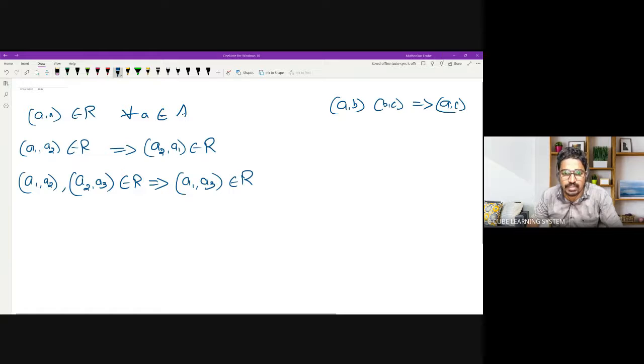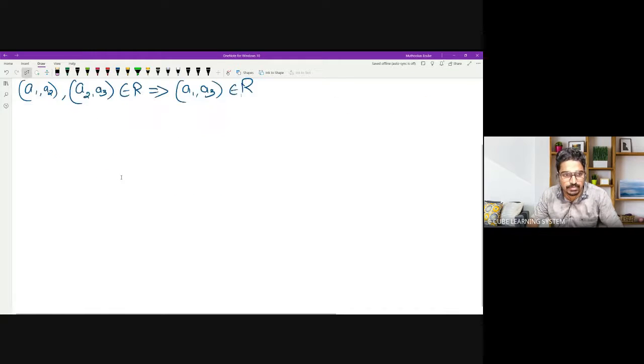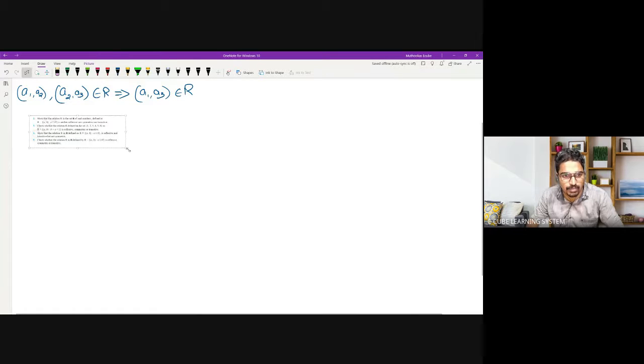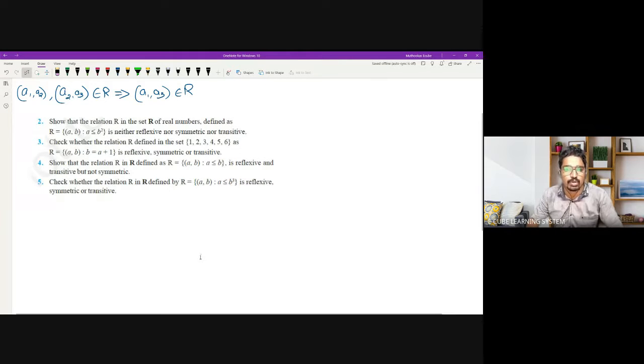Okay, fine. So yesterday we were trying question number 4. Start with the second one. Show that the relation R in the set of real numbers defined as R = {(a, b) : a ≤ b²} is neither reflexive, nor symmetric, nor transitive. I already told you, to show that a relation does not belong to a type, it is enough to show an example.